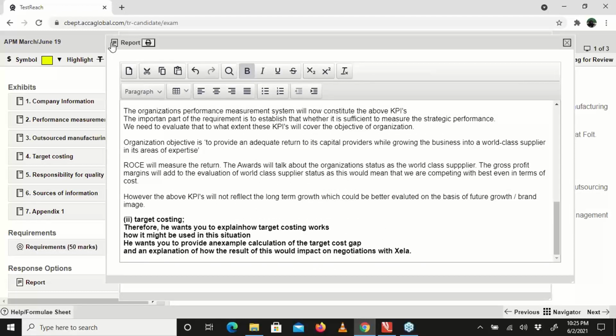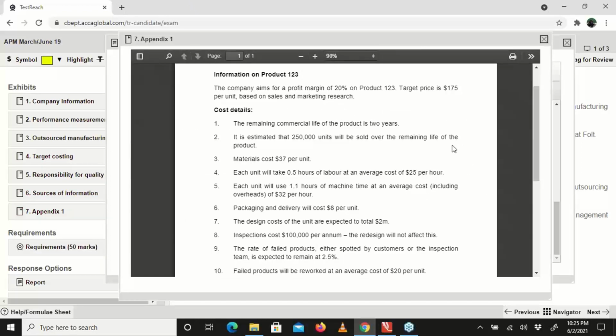What is he asking us to do? He wants you to provide an example calculation of the target cost gap using the data in product 1, 2, 3. So use this information and calculate the example target cost gap. I'm giving you 2-3 minutes. Kindly do it.